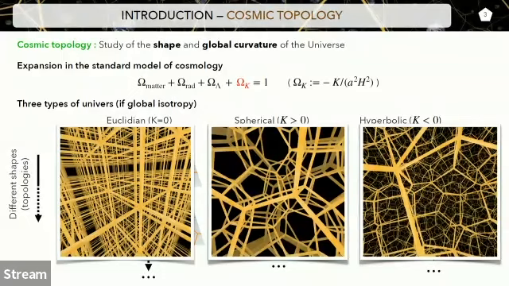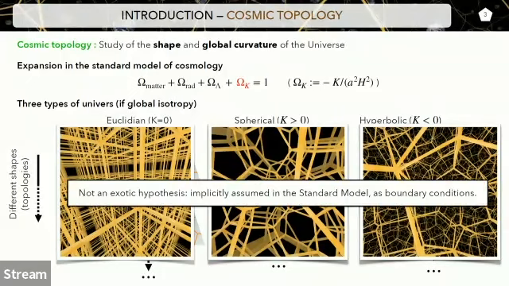Now, the fact that our universe can have this periodicity is not an exotic consideration. It's actually implicitly present in our standard model of cosmology, because we always need some kind of boundary condition to solve the equations and to predict the physics.